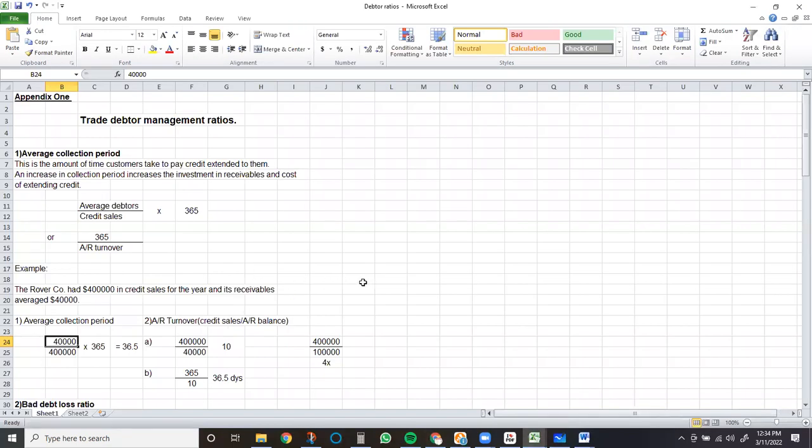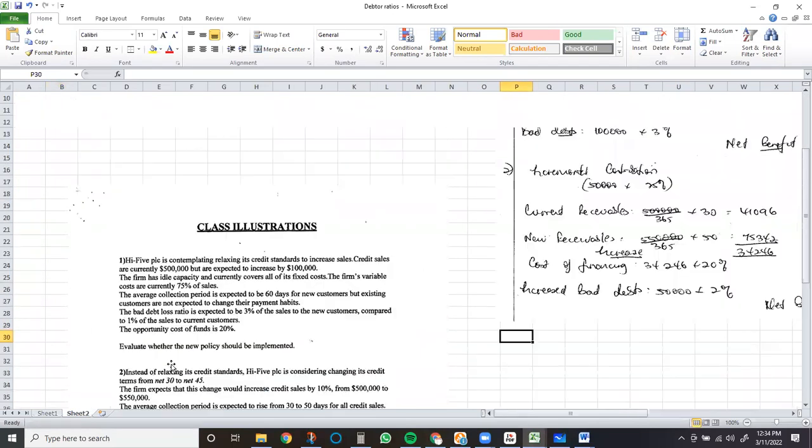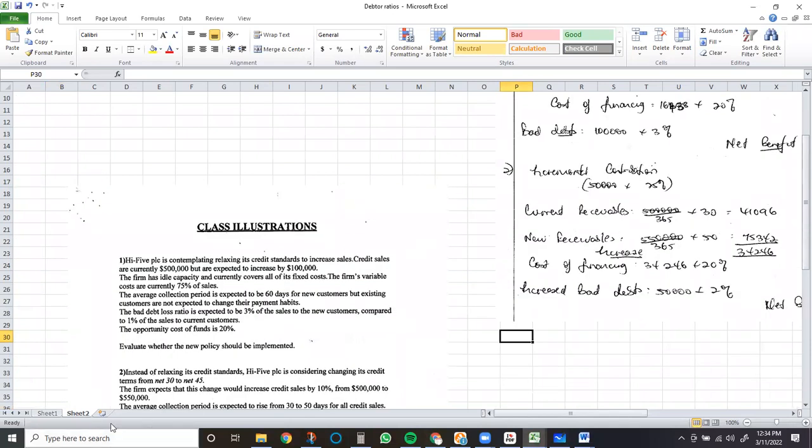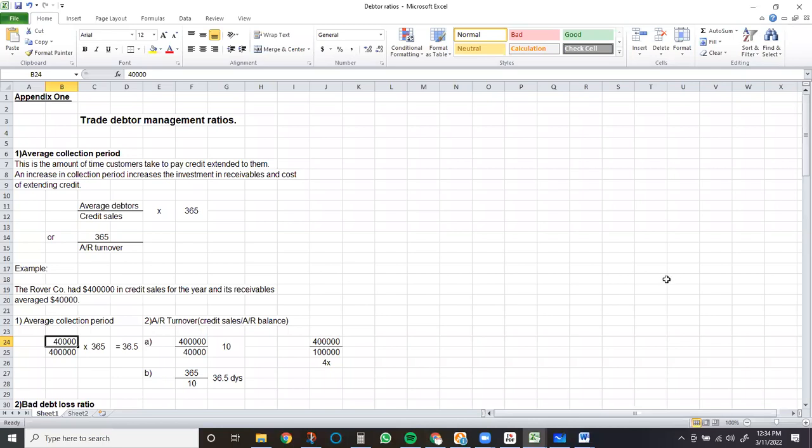Okay, so we've got here trade debtors management ratios. Let me just see if I have anything. Yes, I have some useful stuff here. This is class material that we'll be going through. The first ratio, which you met before when we looked at the general working capital ratios, is the trade debtors, the average collection period, also known as the debtors holding period ratio, which simply represents the amount of time customers take to pay.